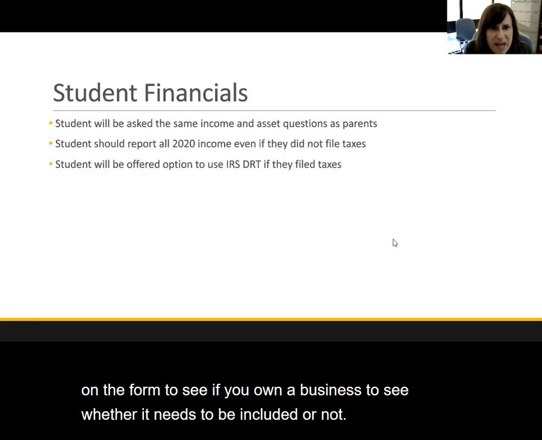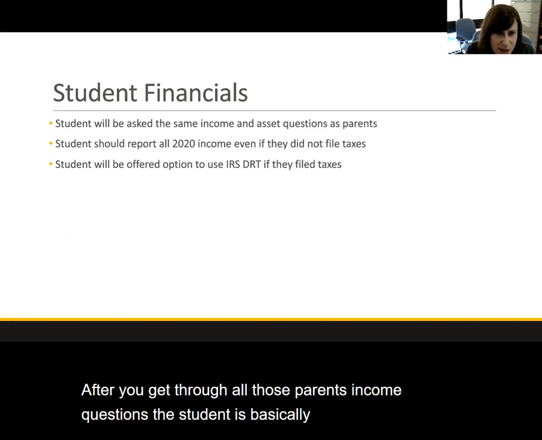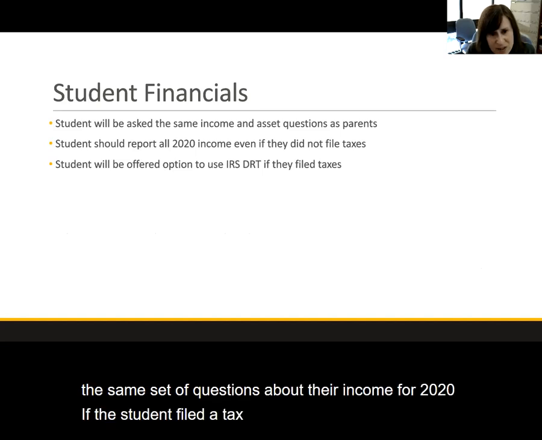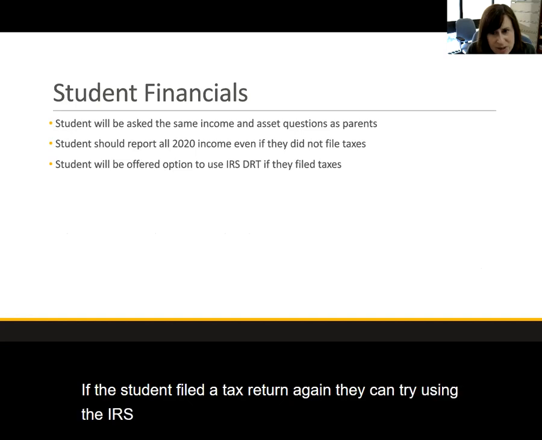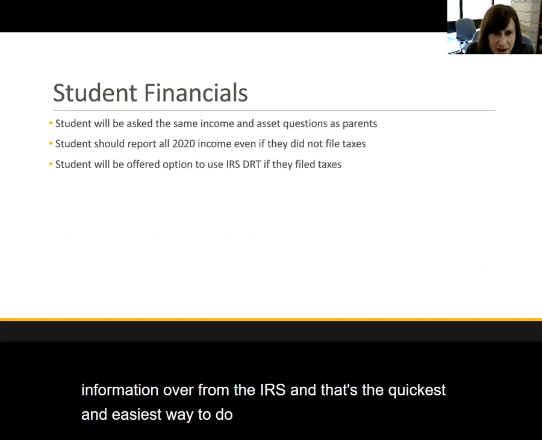After you get through all those parent income questions, the student is basically going to be asked the same set of questions about their income for 2020. If the student filed a tax return, again, they can try using the IRS data retrieval tool to import their 2020 tax information over from the IRS, and that's the quickest and easiest way to do it. If the student did not file, they will just put down will not file.